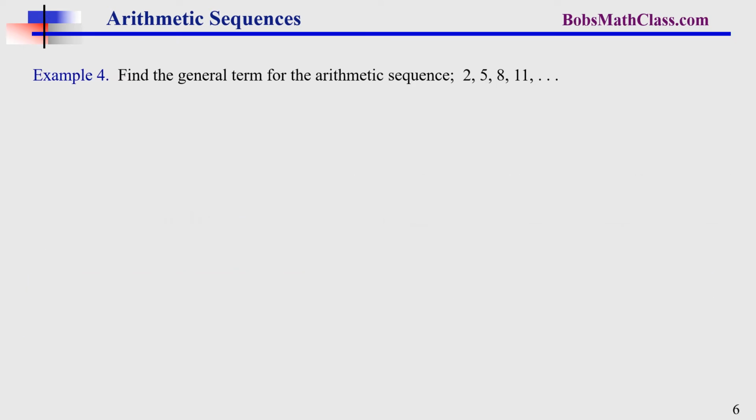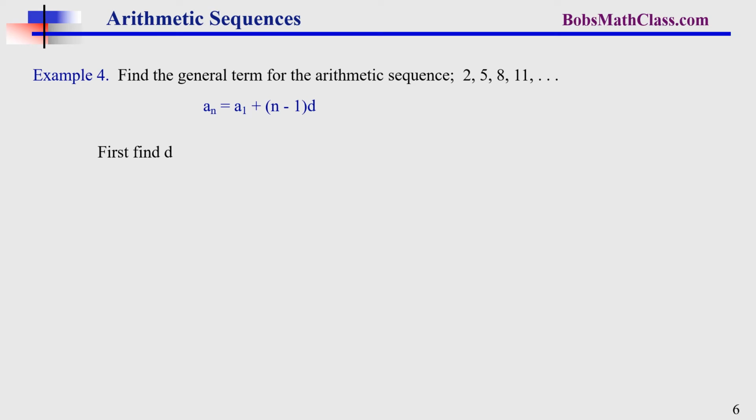Example 4. Find the general term for the arithmetic sequence 2, 5, 8, 11. So we have the sequence, we have the pattern. We want to know what the formula is that will give us those numbers. So we're going to start with our formula: a sub n equals a1 plus (n minus 1) times d. And what we want to find is our a1 and d. So first, let's find d.